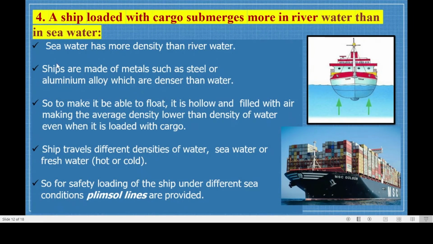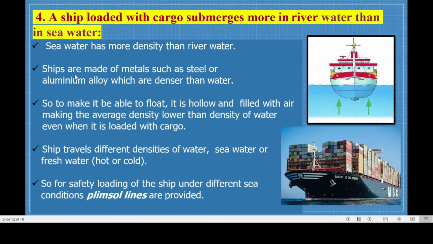And fourth one is, a ship loaded with cargo is submerged more in river water than in sea water. Look at this picture, it is a cargo ship. Sea water has more density than river water.